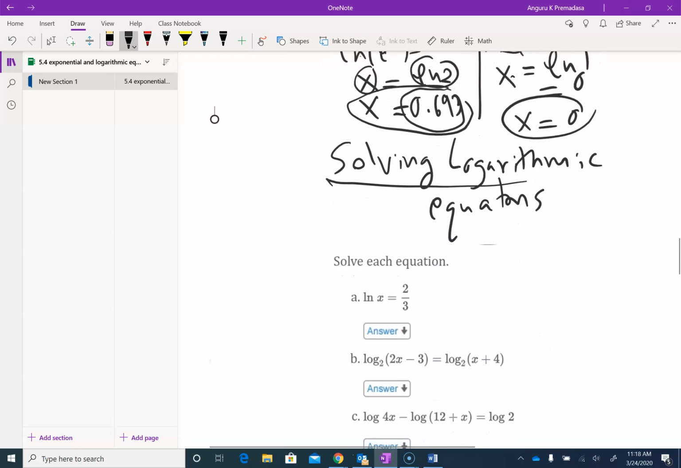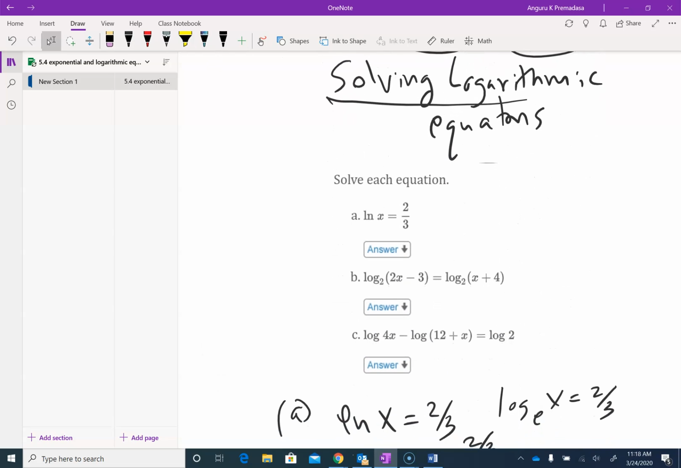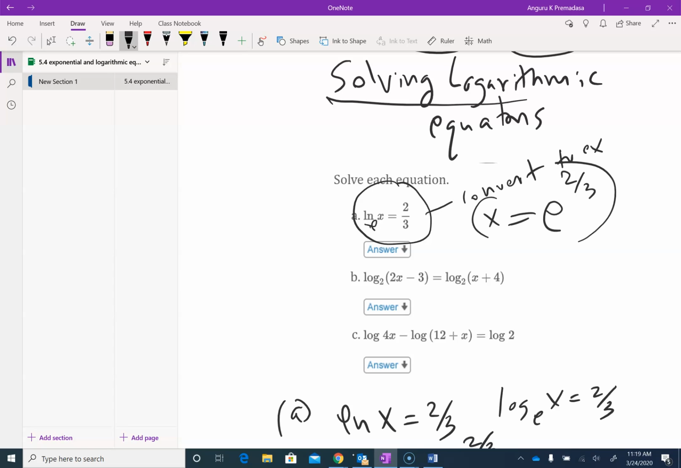Now let's move on to solving logarithmic equations, right? So an equation like this is actually called a logarithmic equation for obvious reasons, because it has a log in it. So if you want to solve this, first of all, you need to get rid of the log. And the way to go about it is to convert to exponential form. So when you do that, what happens is, because this is natural log, the base goes to the base, so e, and this goes up to 2 thirds, and that is equal to what is inside, x. So right away we get the answer, x equals e to the 2 thirds, right?